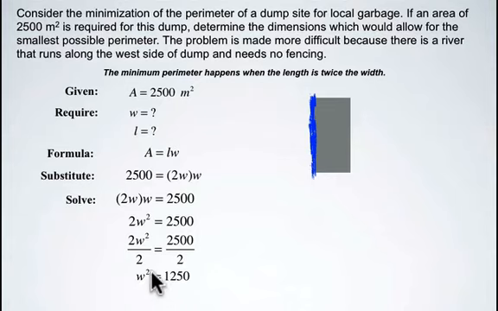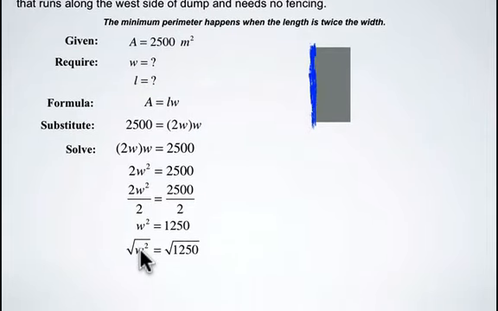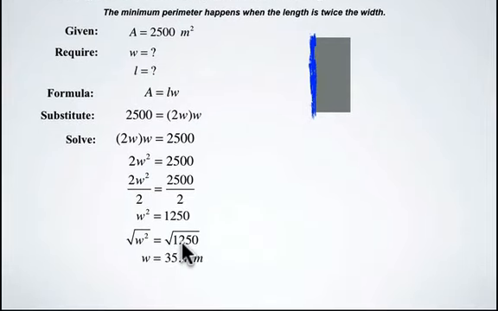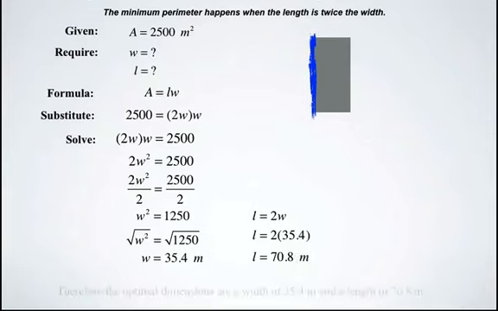Now to get rid of that squaring, we need to take the square root of both sides. And if you take the square root of W squared, you're going to get W, and the square root of 1,250 is 35.4 meters. So our width is 35.4 meters, and to find out our length, we sub that back in, knowing that the length is twice the width. We can multiply by 2, so 2 times 35.4 gives us 70.8 meters for the length.